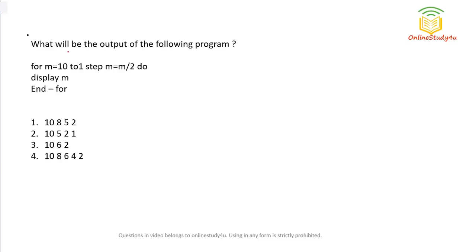So this is the first question. The question says: what will be the output of the following program? Basically there is a for loop given to us that is running for m equal to 10, m greater than or equal to 1, m equal to m divided by 2, and here we are printing the value of m as well. So first of all we are printing the value of m, so that will be 10.